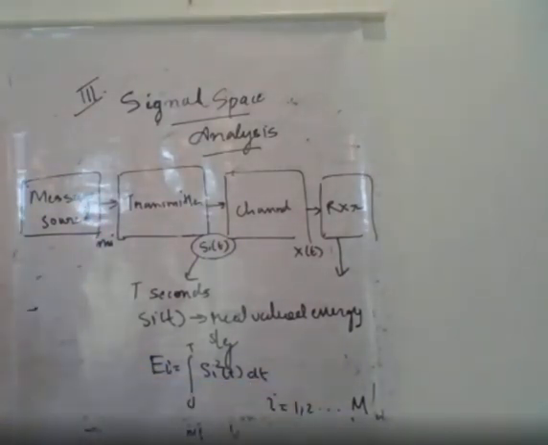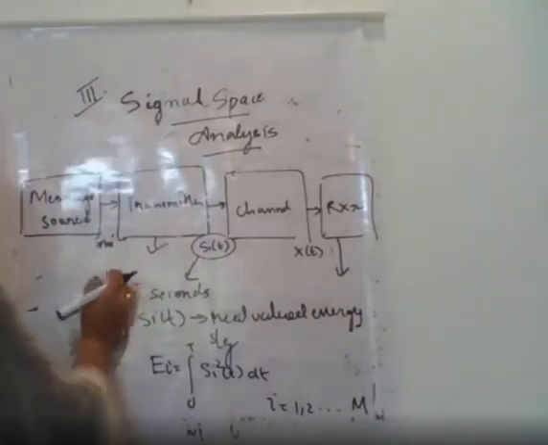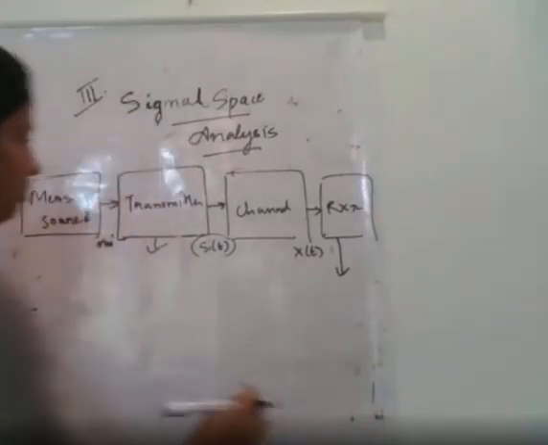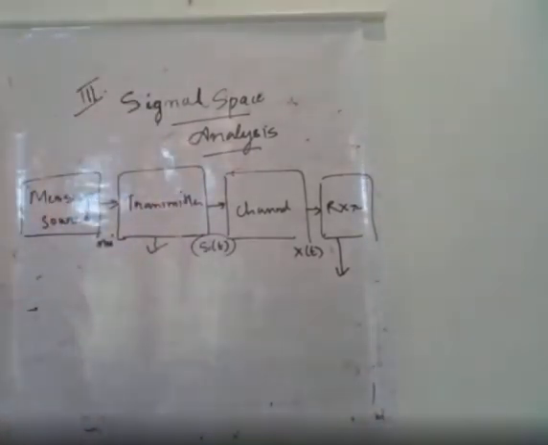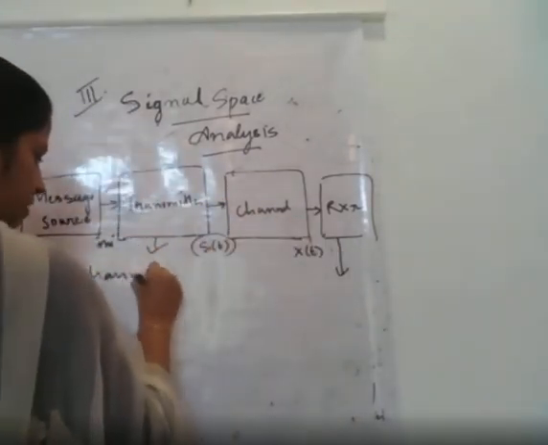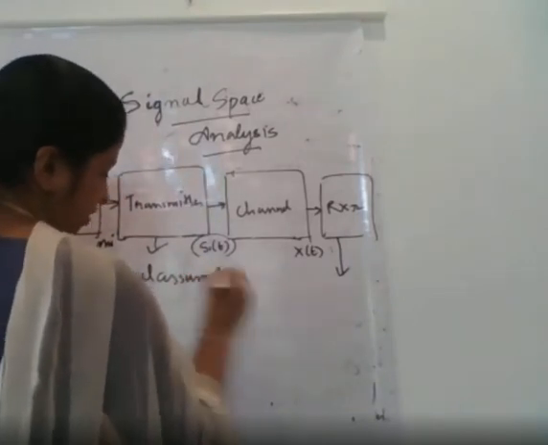This is about the transmitter side. So we have completed the transmitter side. Now we will move on to the channel. That is, we will study the channel assumptions. What assumptions are taken with respect to the channel?